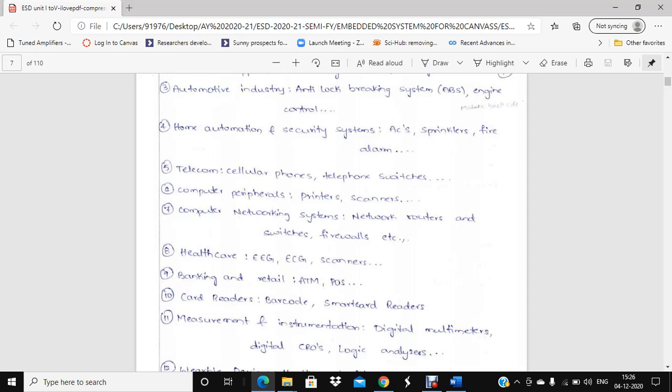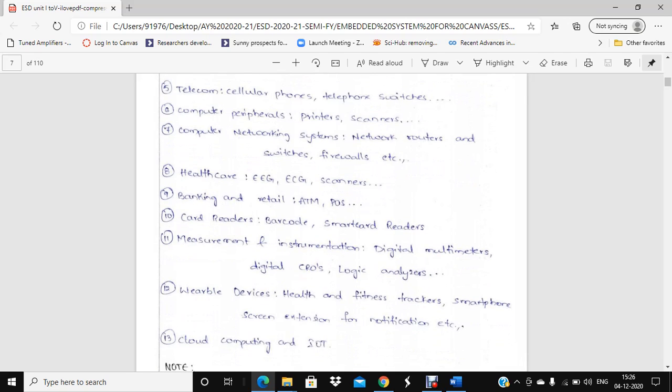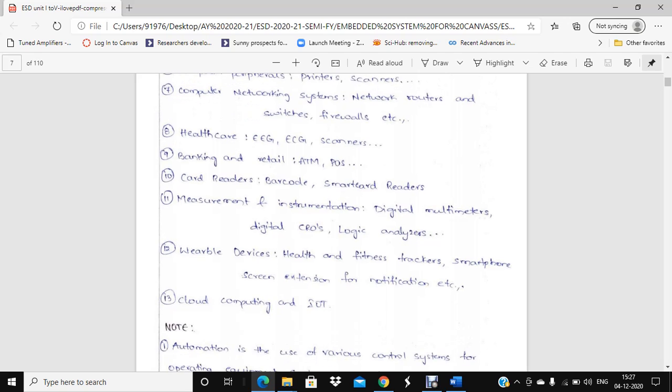All monitoring systems come under the embedded system. Now banking and retail: ATMs, POS systems all come under embedded system applications. Now card readers, barcode readers, smart card readers, all of these are embedded system applications. Now measurement and instrumentation: digital multimeters, digital CROs, and logic analyzers are examples. Now coming to wireless devices: health and fitness trackers, smartphones, and screen extensions for notifications are all examples of wearable devices.